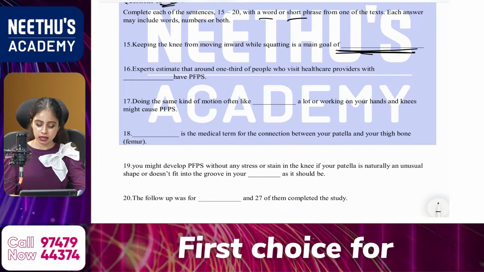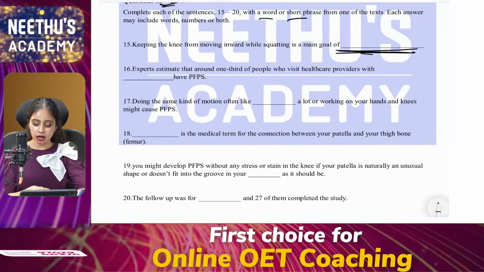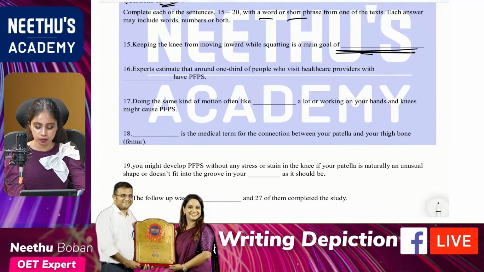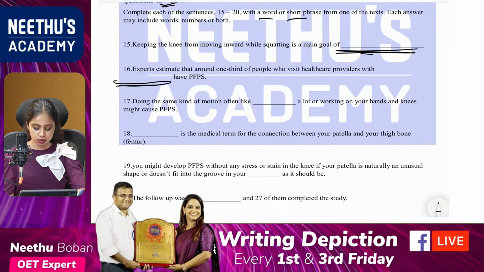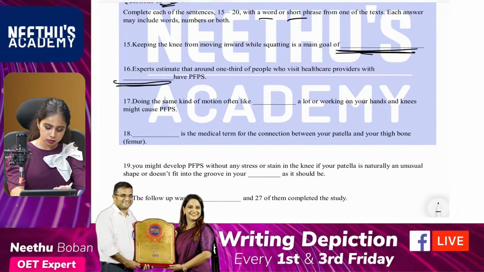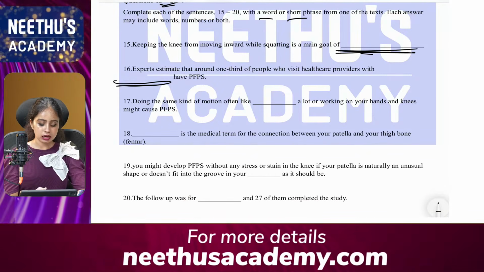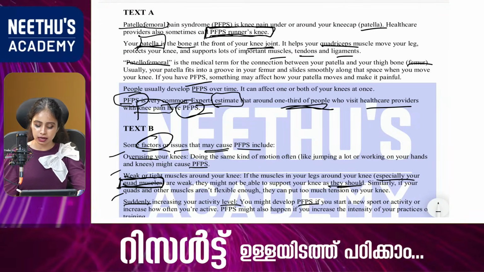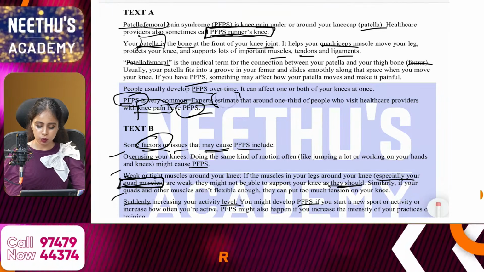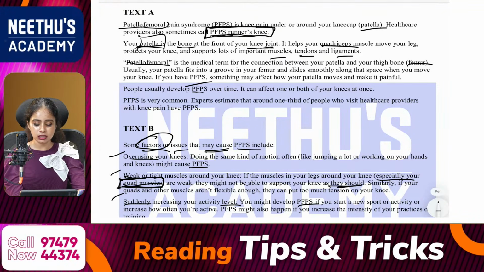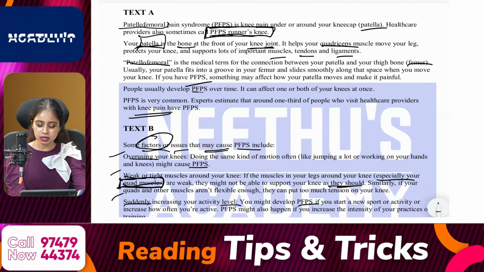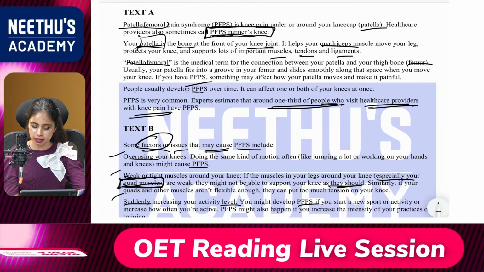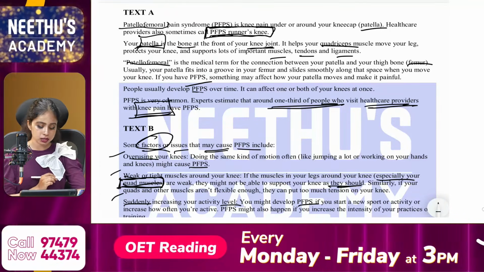Then the 16th one. Experts estimate that around 1/3 of people who visit healthcare providers with dash have PFPS. The answer is knee pain, which is from text A. It is mentioned in the last paragraph. PFPS is very common. Experts estimate that around 1/3 of people who visit healthcare providers with knee pain. So the answer is knee pain.